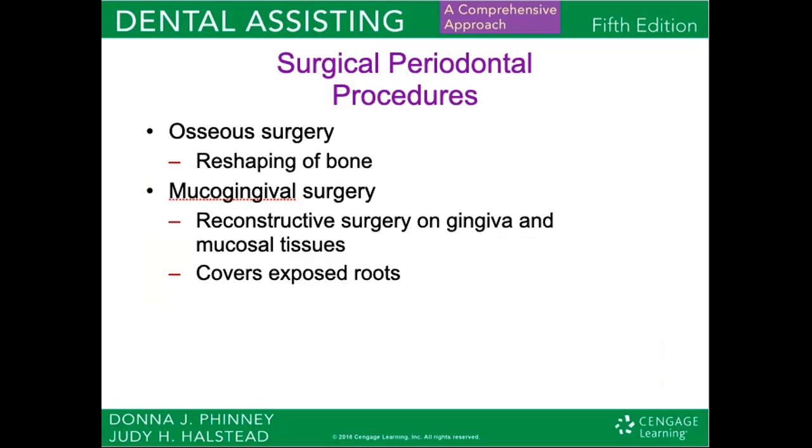Other surgical procedures include osteosurgery, which is the reshaping of bone. This reshapes the bone to remove defects and restores normal contours. Mucogingival surgery is a reconstructive surgery on gingiva and mucosal tissues. One of the things that it can do is to cover exposed roots that are often sites where calculus likes to stick. It can also cause sensitivity for your patient.